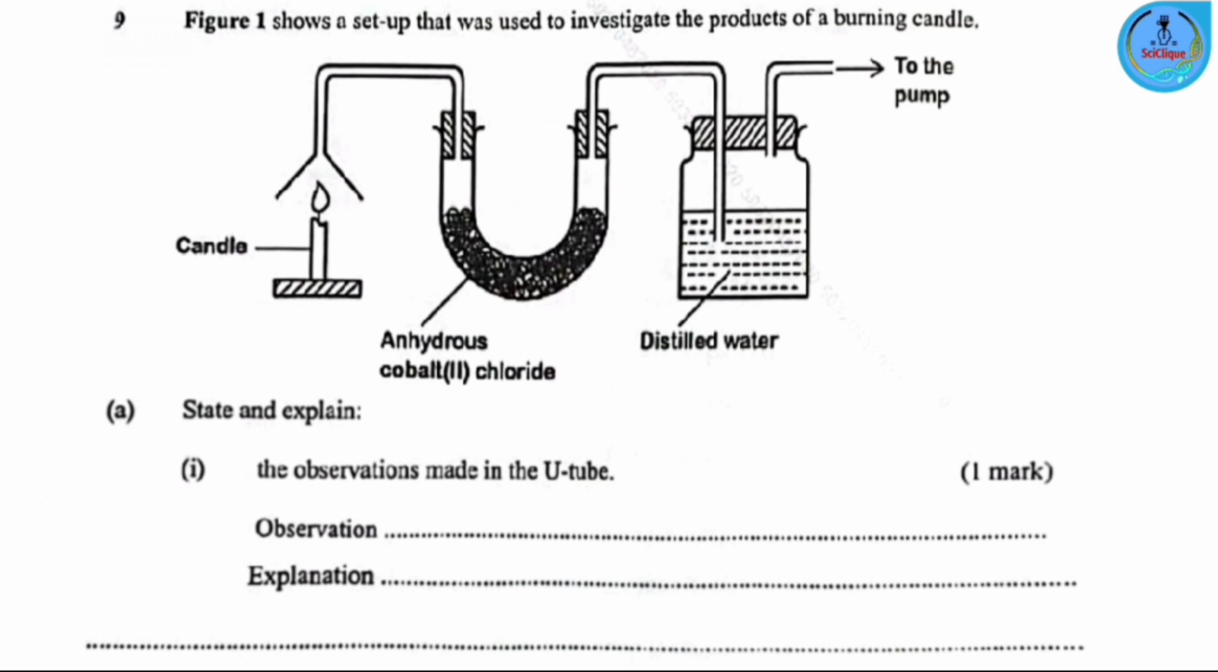So in this case, these 2 products are going to pass into the U-tube that contains anhydrous cobalt-2 chloride. Carbon dioxide has no effect on anhydrous cobalt-2 chloride, so it's simply going to pass into the next flask. What about water vapor? Yep, this is going to bring about a certain observation. Now, anhydrous cobalt-2 chloride is actually blue in color, but when it's hydrated, when it absorbs moisture, it changes to pink. So in this case, when it comes into contact with the water vapor, it's going to change to pink. So that is our observation.